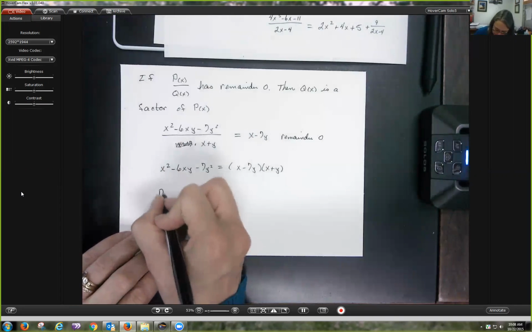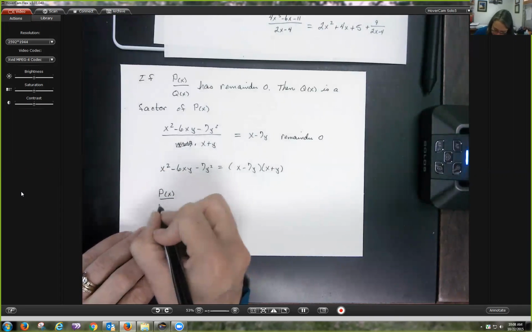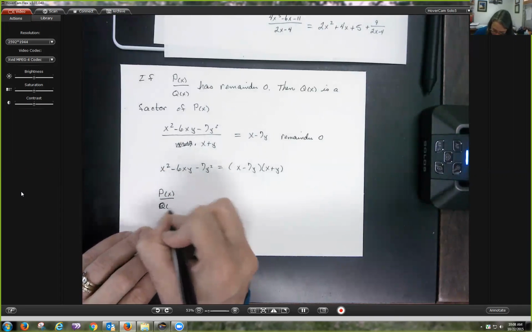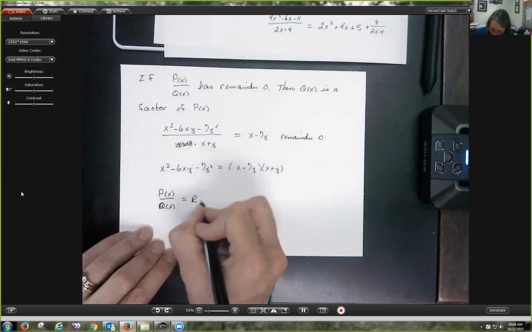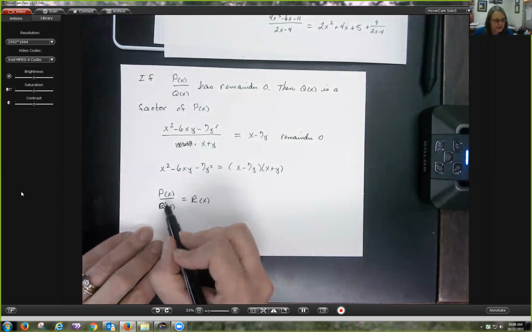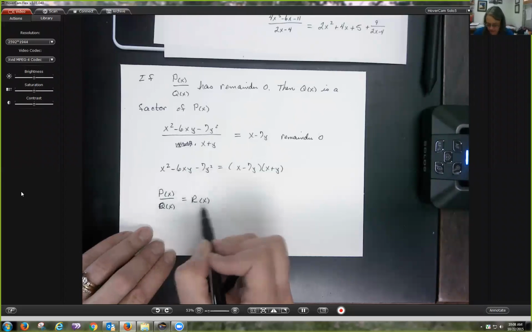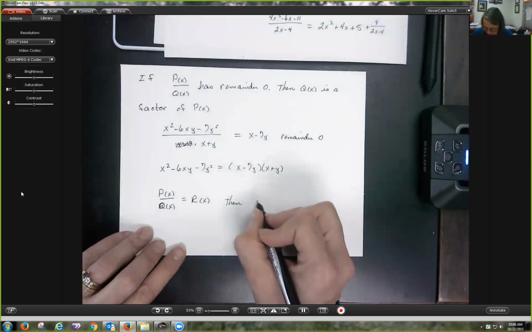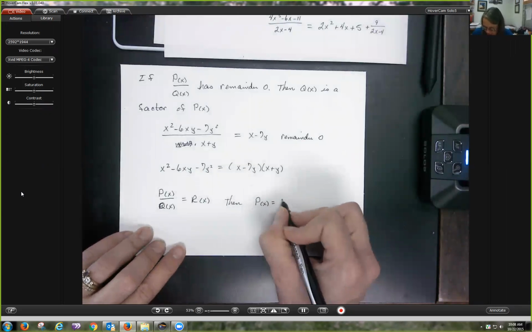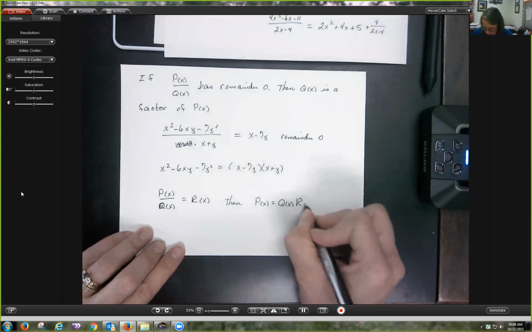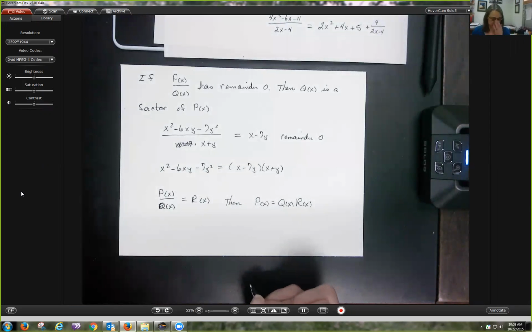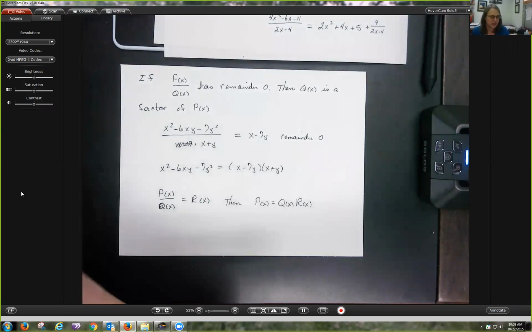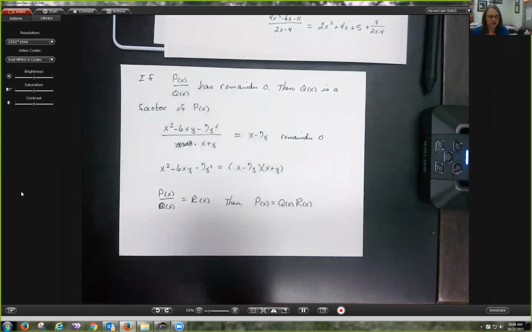So the whole math speak thing says that if we write it this way, that P of x divided by Q of x is equal to some other function R of x. This is actually the definition of division. Then P of x is equal to the product of those two things. So we know this: 8 divided by 2 is equal to 4 because 2 times 4 is 8. Those same rules work for polynomials.